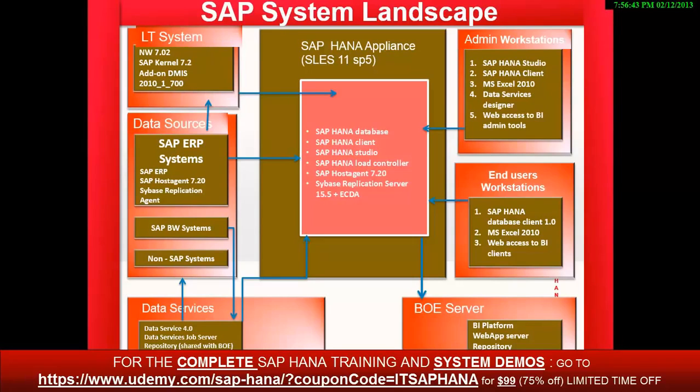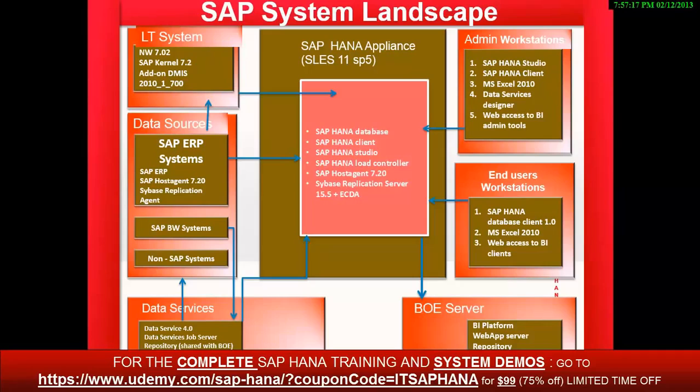Then to manage and monitor this particular product, you have things like HANA Studio, you have things like HANA Client installed in the HANA Studio, you have MS Excel, you have Data Service Designer, you have various components from the BI product suite. Okay, so that is about some of the components from the SAP systems landscape. So that is about the landscape components.